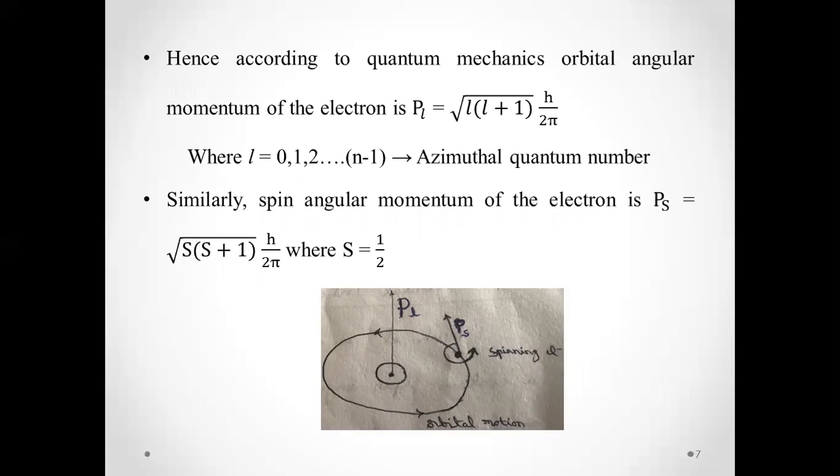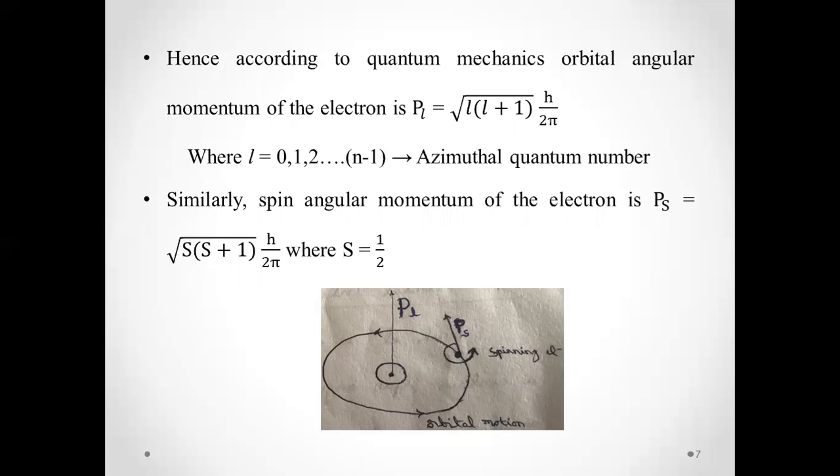Hence, according to quantum mechanics, the orbital angular momentum of the electron is PL equals root of l into l plus 1 into h divided by 2 pi, where l, which is the orbital quantum number, can take integer values starting from 0 as 0, 1, 2, 3, etc. up to n minus 1. Now this quantum number is also referred to as the azimuthal quantum number.